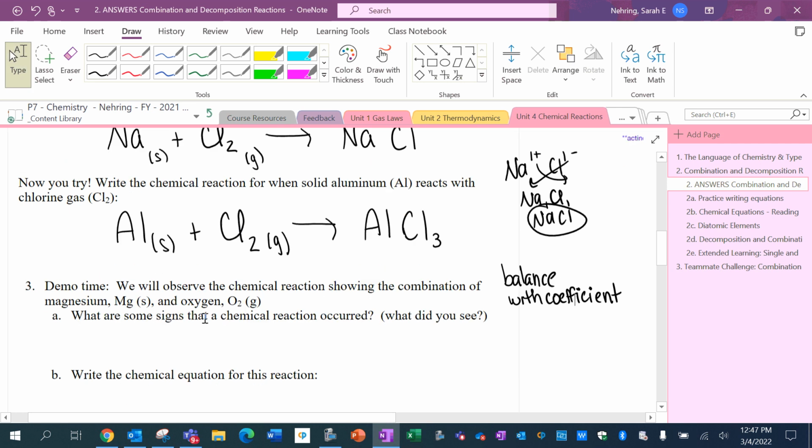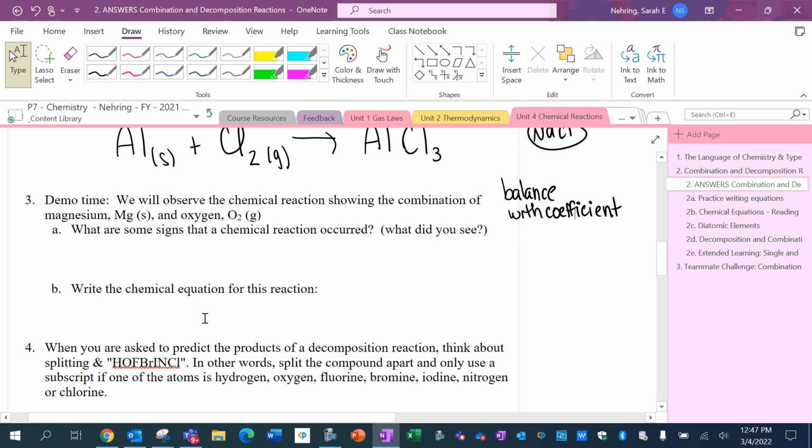All right, here's another example of a combination reaction between magnesium and oxygen. And this is one that we will do in class. So you may have seen this. When magnesium and oxygen combine, it's fun. It releases a lot of light.